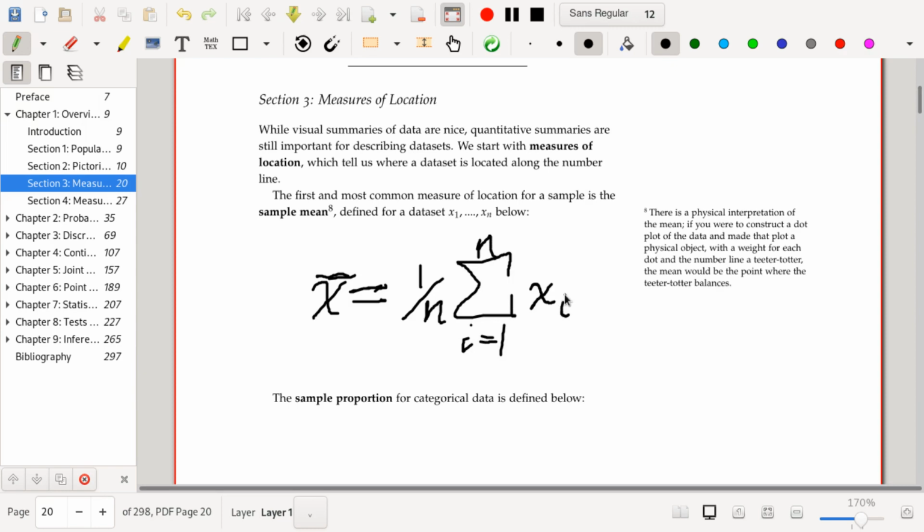If you're not familiar with this notation, what this means is we would take our data set, add up everything in the data set, and then divide the resulting sum by n.